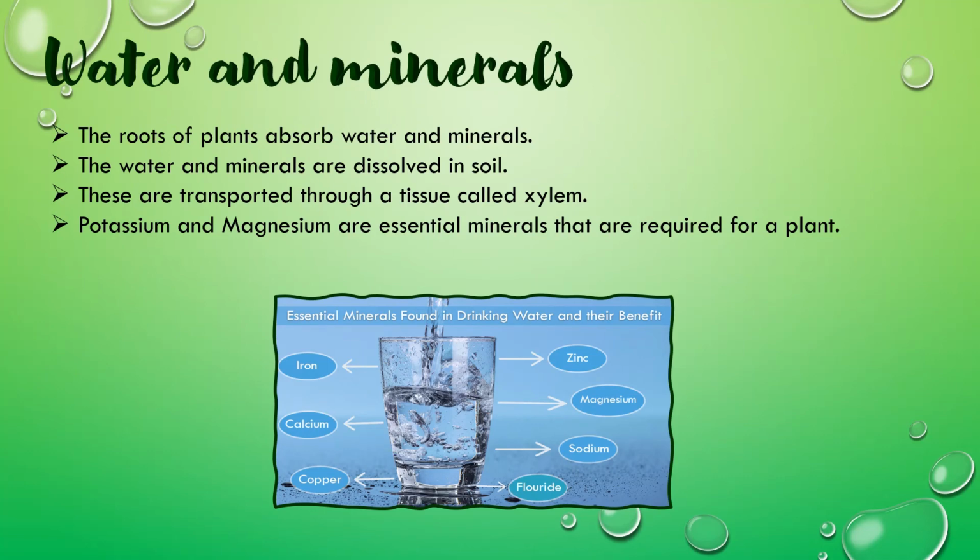The water and minerals are transported through the xylem present in the stem and so on, and then given to the leaf, and the leaf does the photosynthesis. Potassium and magnesium are essential minerals that are required for a plant to grow more.